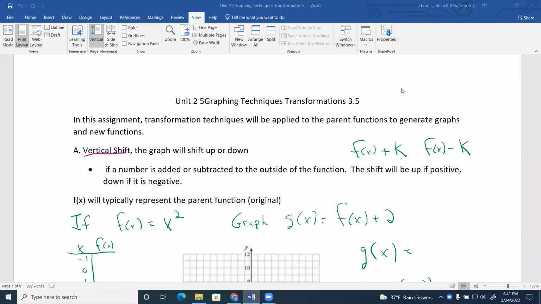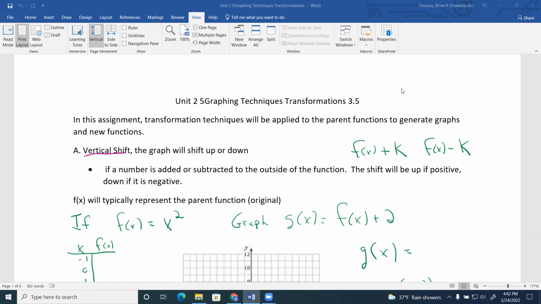So today we're going to work another lesson in Unit 2. This is going to be lesson number 5, graphing techniques using what we call transformations. And this is going to be out of your book, section 3.5. So in this assignment, we're going to use transformation techniques and apply those to the parent functions, and we're going to generate the graphs of these new functions.